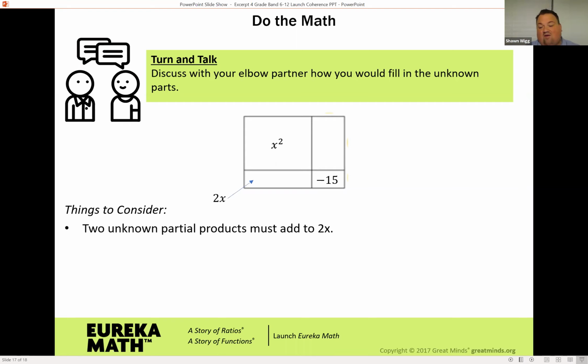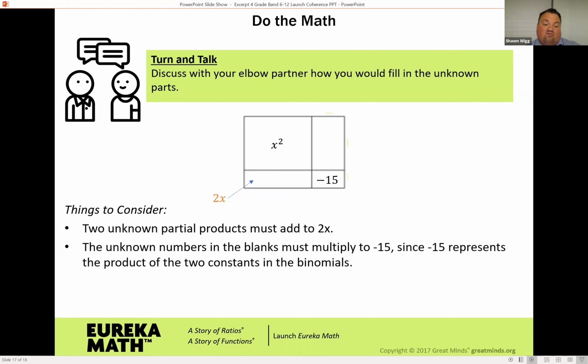The other thing I heard people say was when you think about that 2x and how important it is, you also said the unknown numbers in the blanks need to multiply to be negative 15, since negative 15 represents the product of those two constants in the binomial. So we know we need the numbers to do both. So what were some numbers that you came up with?